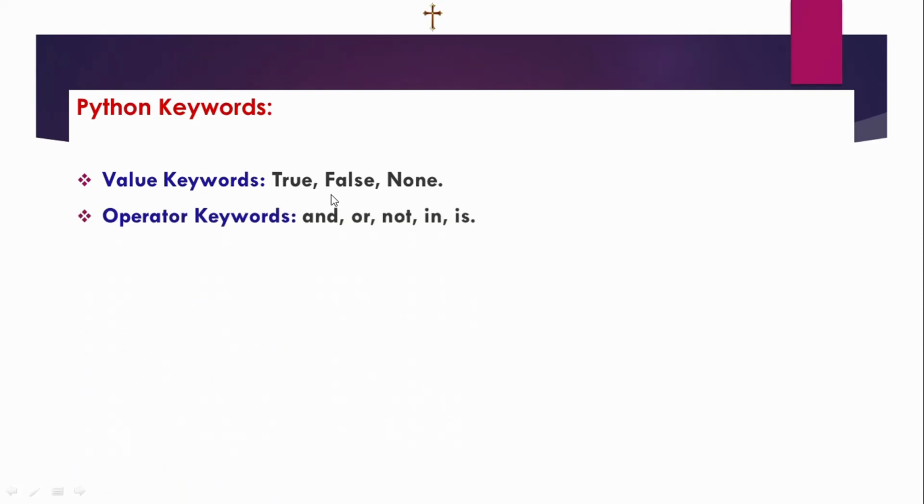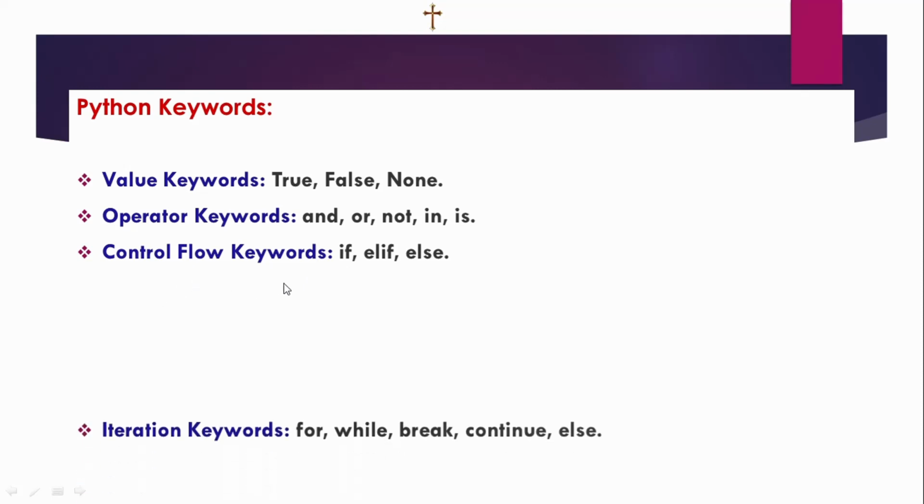Okay. Then and, or, not, in, is are operator keywords. In other languages, only symbols are used. In Python, similar to the English language, it has words used for operators. Then if, else. These are used in conditional statements, that is called control flow keywords.